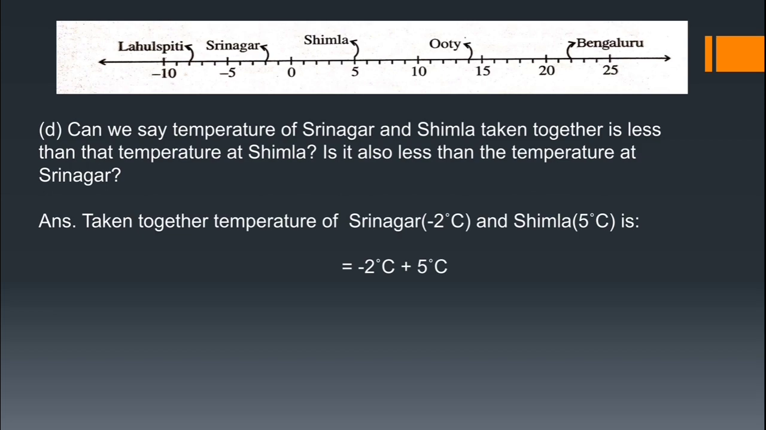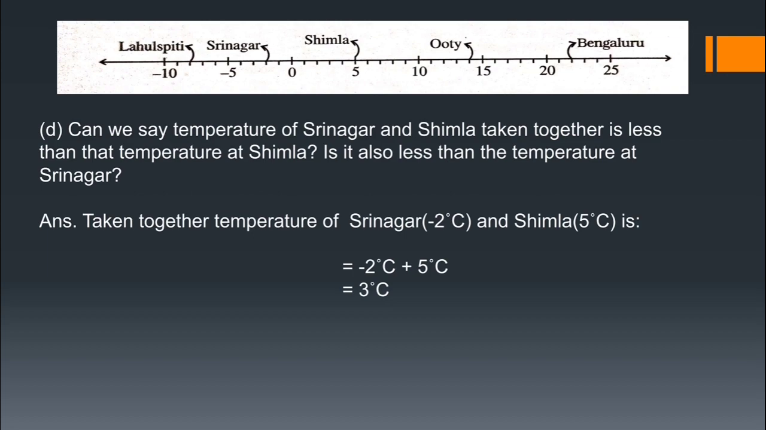Here you can see that we are adding two integers having opposite sign, that is minus 2 degree centigrade having negative sign and plus 5 degree centigrade having positive sign. So what we do here, we just subtract the smaller value from the larger value. Here you can see minus 2 has a value of 2 and plus 5 has a value of 5. So 5 is larger than 2, so we subtract 2 from 5. So what will be the outcome? Outcome will be 5 minus 2, that is 3 degree centigrade.